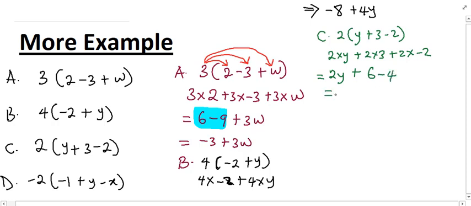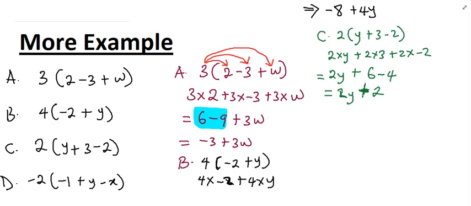So we can simplify further. 2y, then 6 minus 4 is just 2, so plus 2, and that's our final answer. So 2y plus 2. Don't mind my work, it looks kind of rough, but I hope you understand the concept. That is the major thing. Okay, so let's solve the last one and then we are done with this.